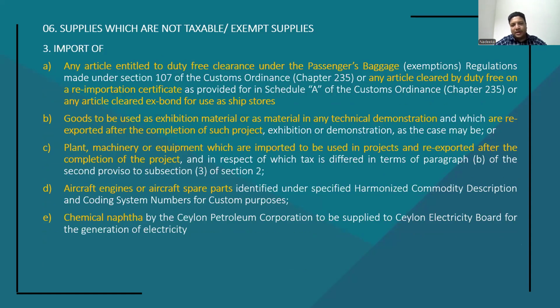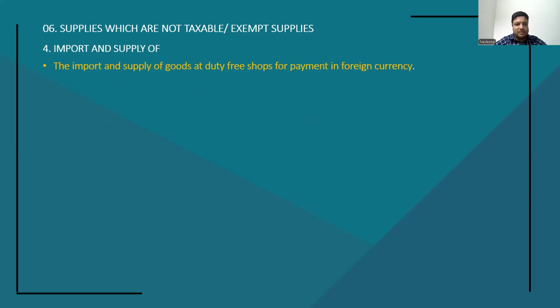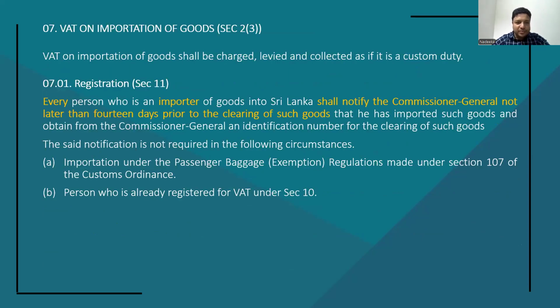Then we have import category and import and supply category. So when you find free time, have a look at the items that are not taxable for VAT purposes. Okay, now we have completed section 2A. Up to now, we discussed the various provisions that are related to section 2A.